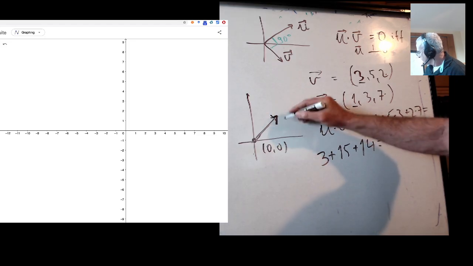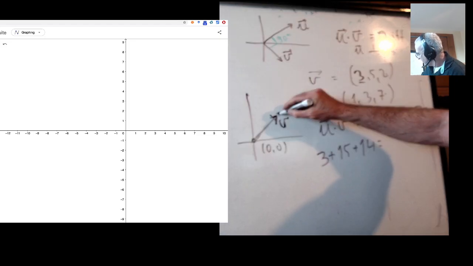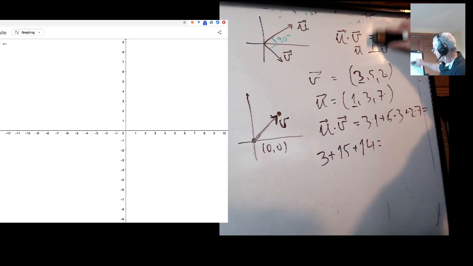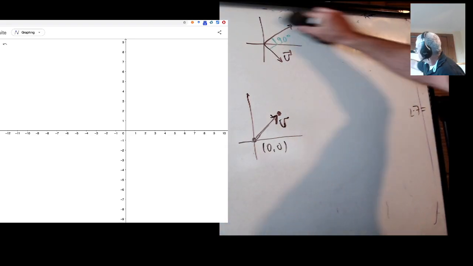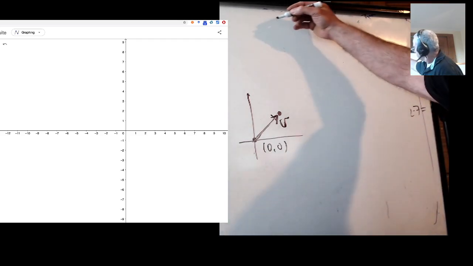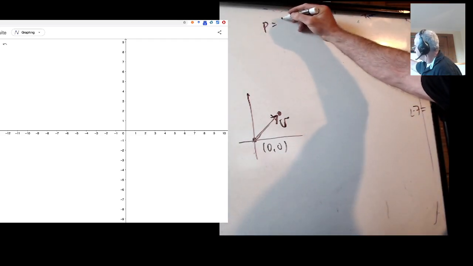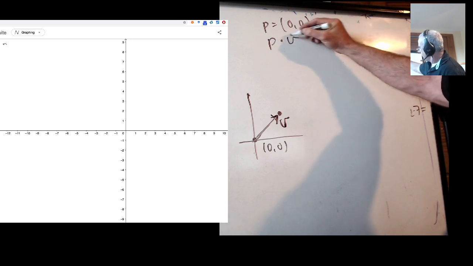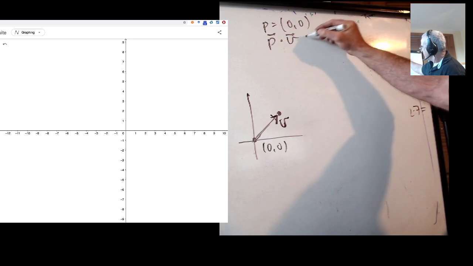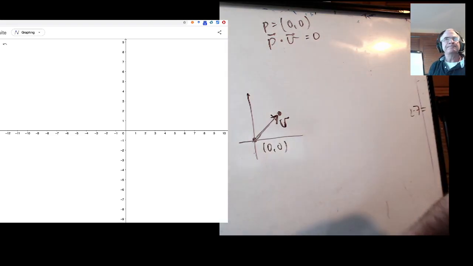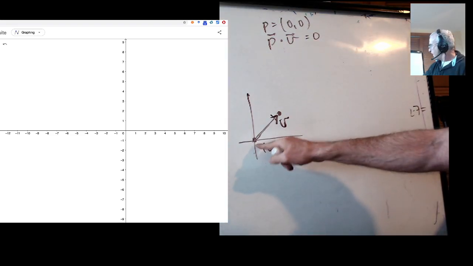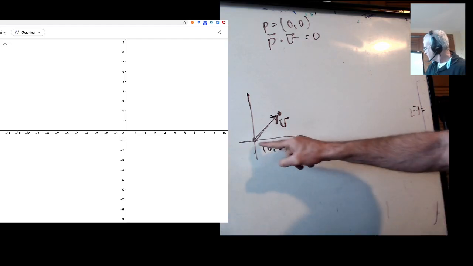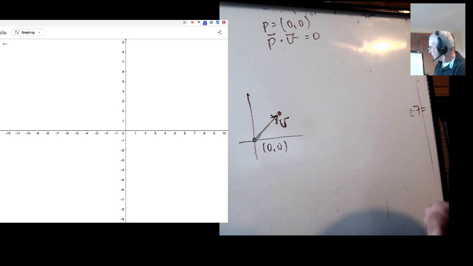V, this point over here, and I will ask, is the point 0, 0 one of them? If P happens to be 0, 0, then it is true that when P equals the vector 0, 0, P dot product V equals 0. Yes, it's true, because the point 0, 0 dot product with anything will still yield 0. So this point is over right here.